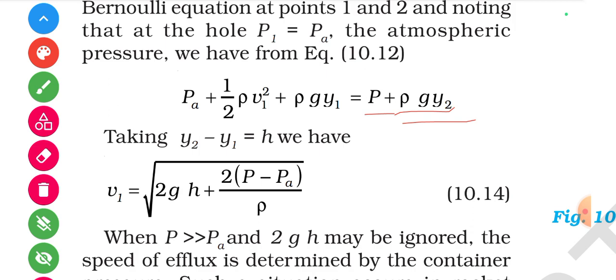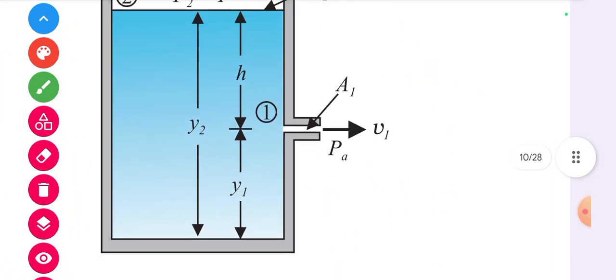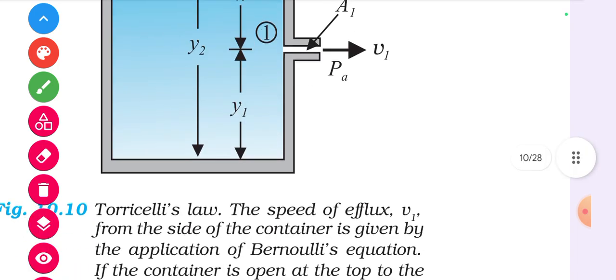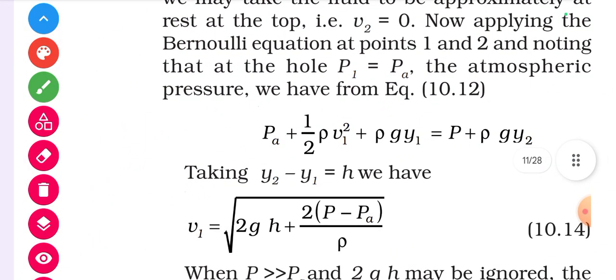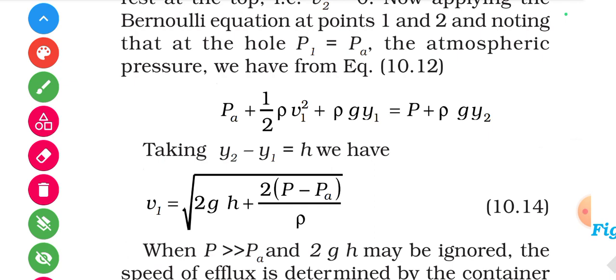Okay. For this region, there will be a velocity v1, so there will be kinetic energy, potential energy, and pressure energy. The pressure energy is pa here, the atmospheric pressure acting here. The kinetic energy is half rho v1 squared, kinetic energy per unit volume again, remember, and the potential energy is rho g y1.